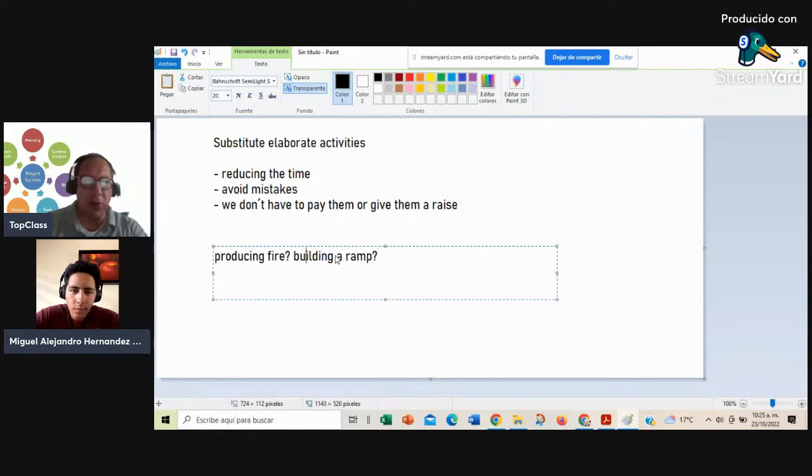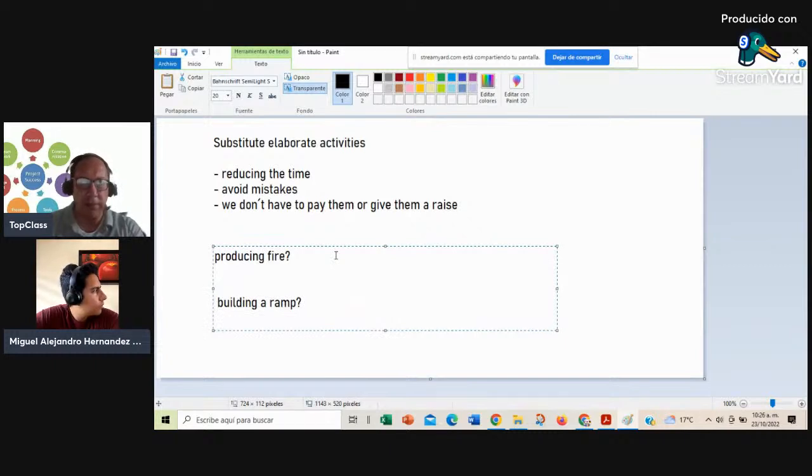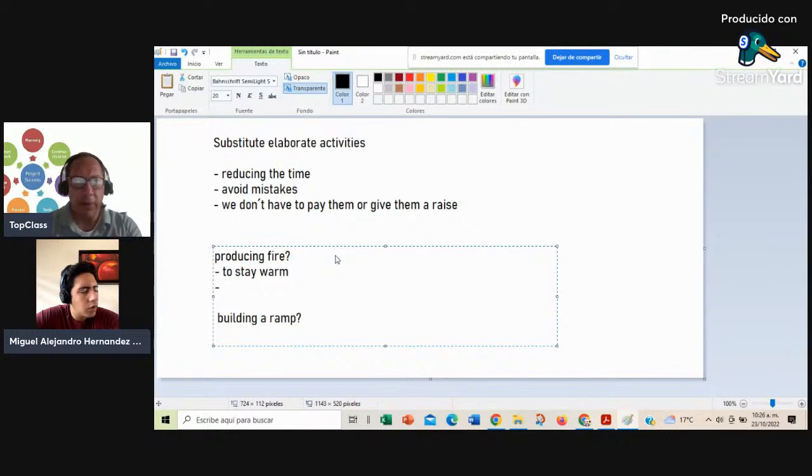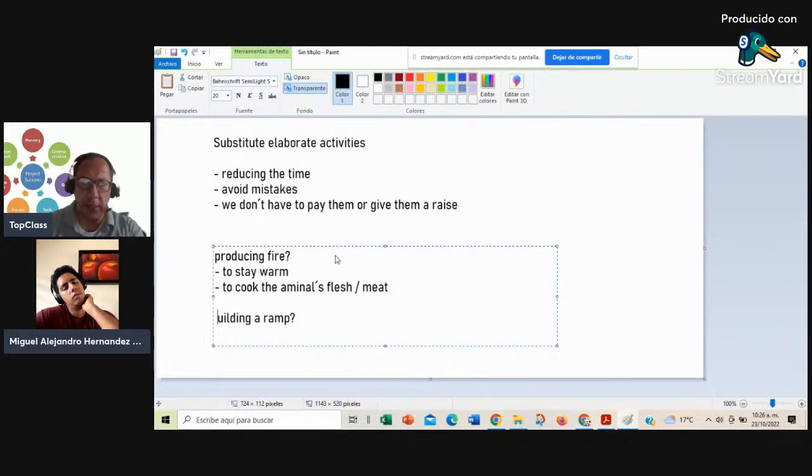That is the application. Why would you produce fire in those days, Mickey? To stay warm. Okay, absolutely yes, because you had no shelter, right? What else? Why would you produce fire then? To cook, also to cook the animals' flesh, the meat. Exactly.